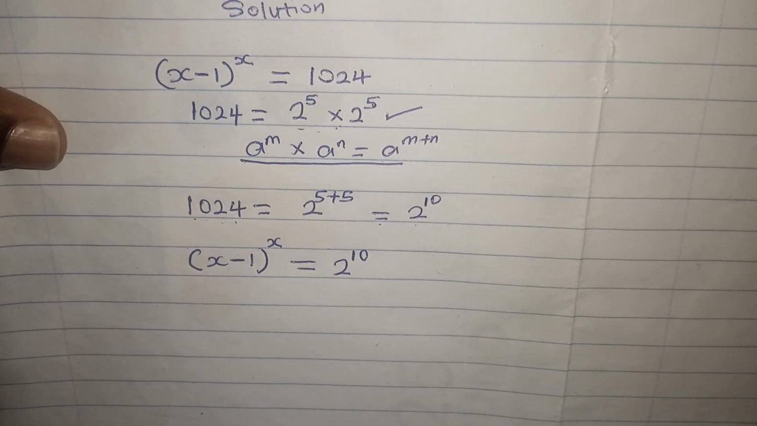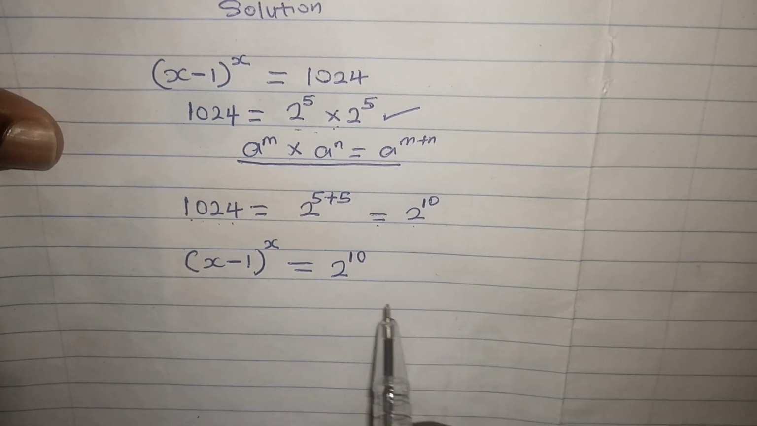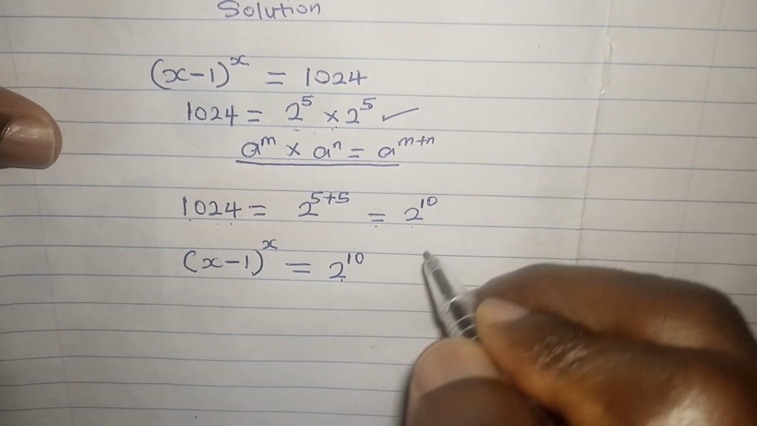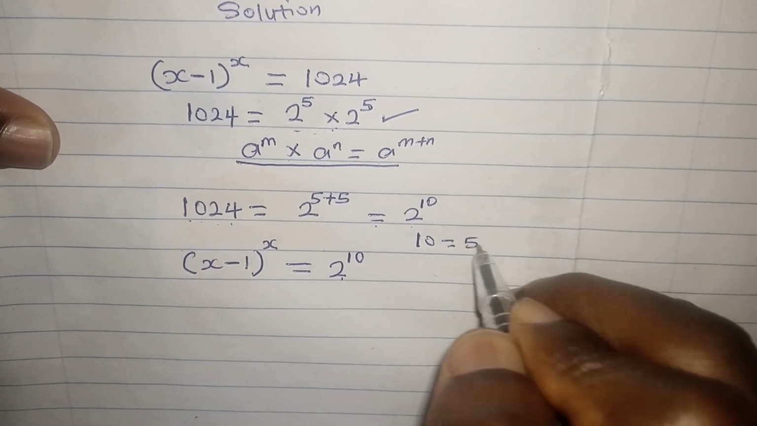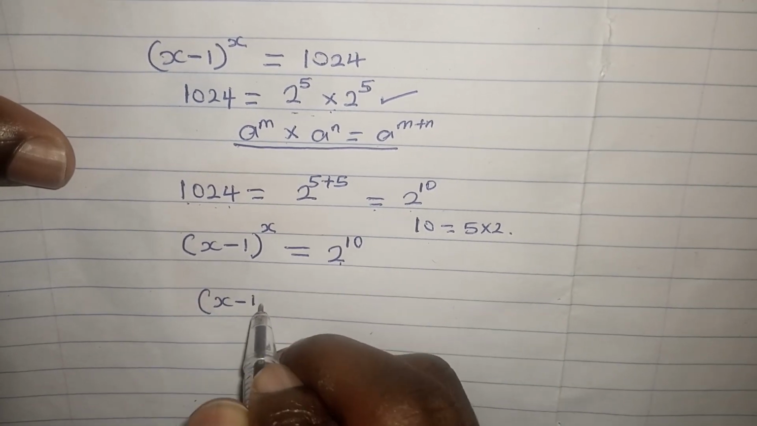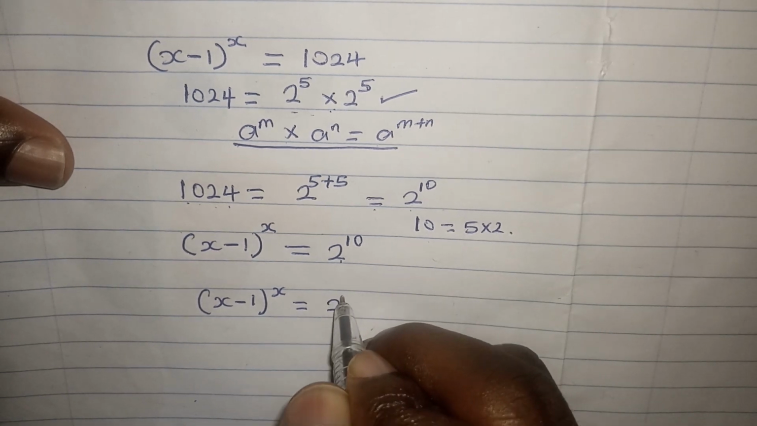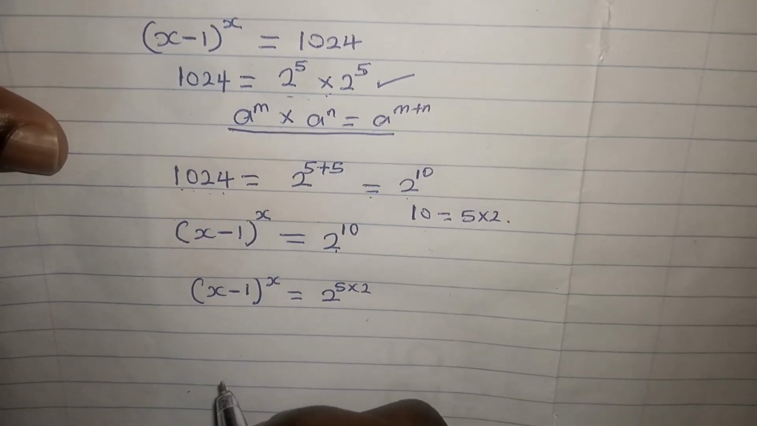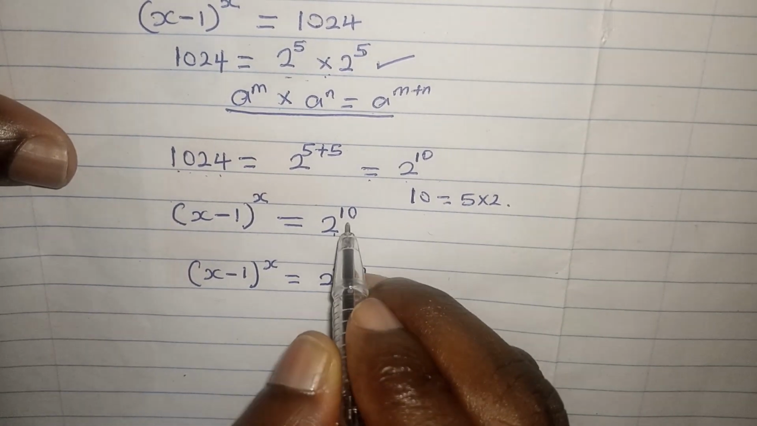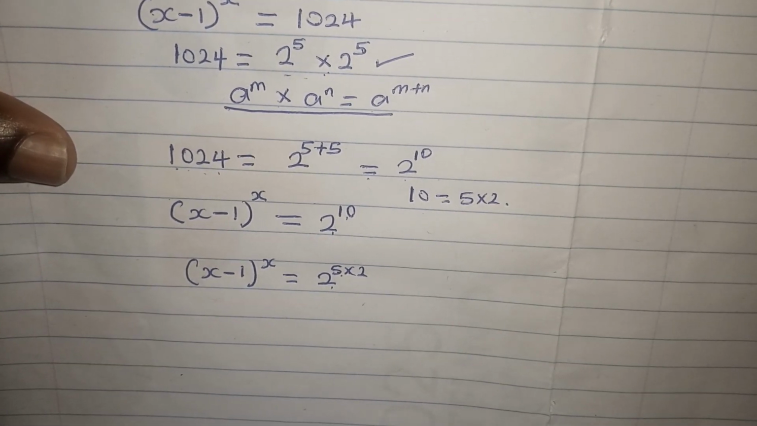Having done this, what are we going to do again? From here we can break 10 down. In other words, we can say 10 is equal to 5 times 2. So we write (x minus 1) to the power of x is equal to 2 to the power of 5 times 2, and 2 to the power of 5 times 2 gives us 10.